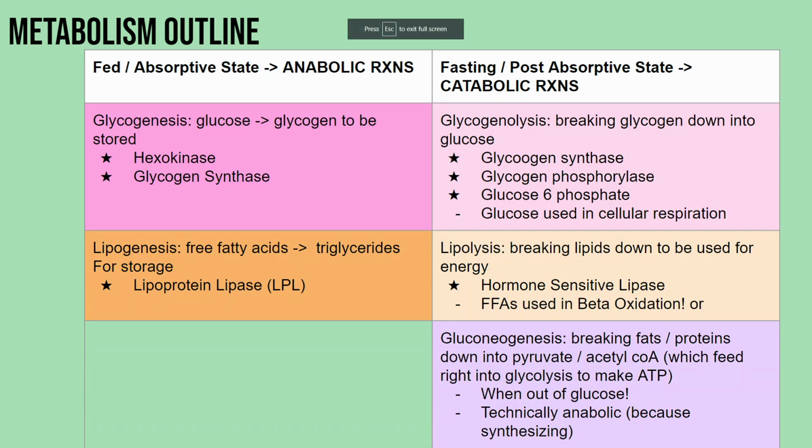So I have that here. I put glycogen synthase twice. I believe it should be in glycogenesis, but I'm gonna have to check that. And then I also put gluconeogenesis under the catabolic reactions. It's not a catabolic reaction. It's technically an anabolic reaction because we're building something.